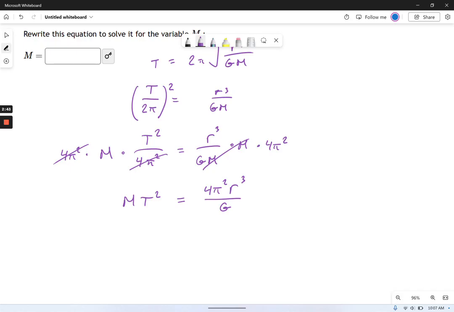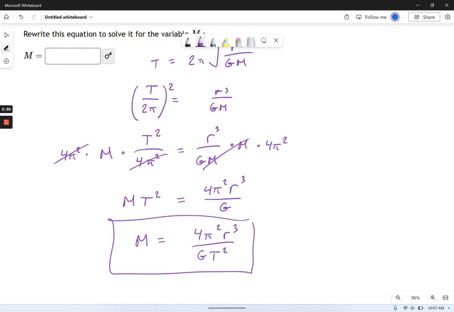And now all I have to do is divide each side by T squared. And I have the following. M equals 4 pi squared r cubed over G T squared. That's my equation in terms of m.